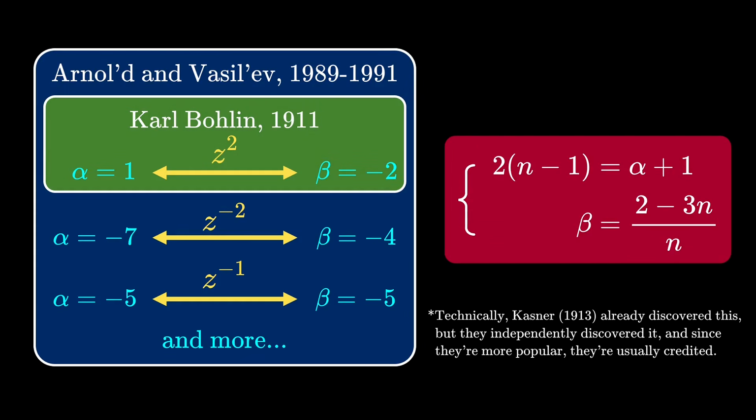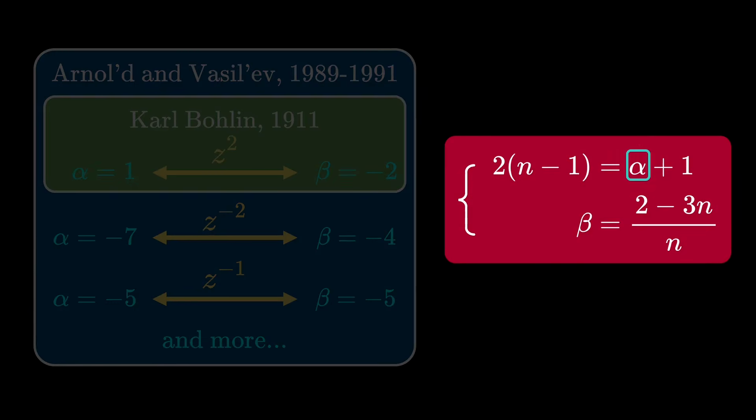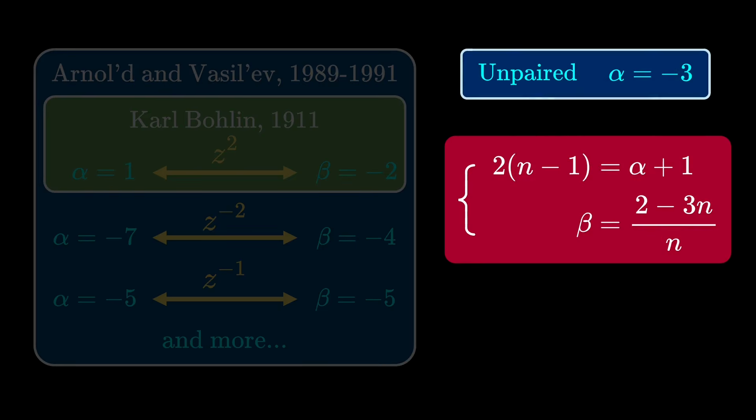There is one special case in which we start off with the exponent -3. Then both sides should be -2, which forces n to be 0. But then the denominator in beta is 0, which is bad, so we can't really start with alpha equals -3. So the exponent -3 doesn't have a partner in this sense, which makes the inverse cube law special.